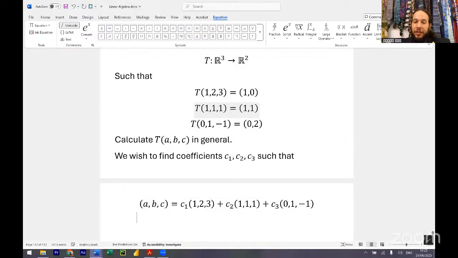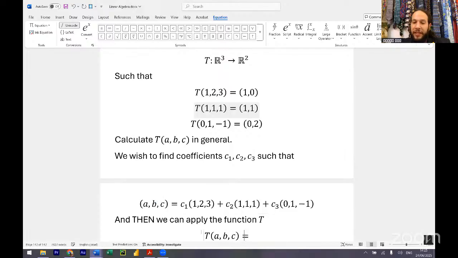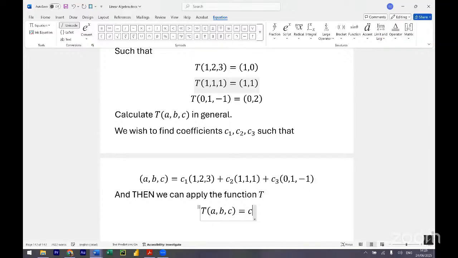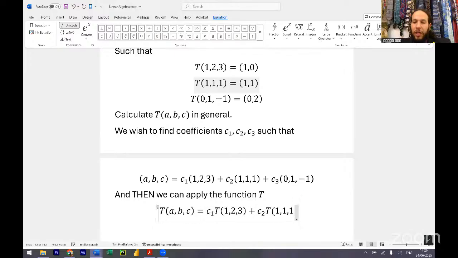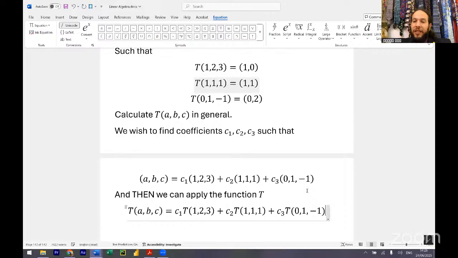And then after we find them, we can apply the function T, and we get on the left-hand side T of ABC, and on the right-hand side, what will you get? What's T of all of them? Yeah. C1 times T of 1, 2, 3, plus C2 times T of 1, 1, 1, plus C3 times T of 0, 1, minus 1. Exactly. But we know what each of these is equal to.